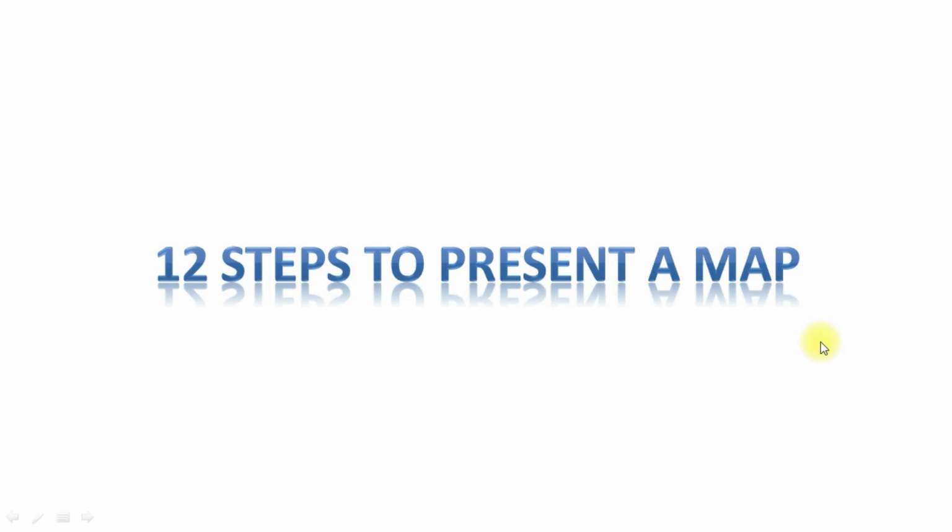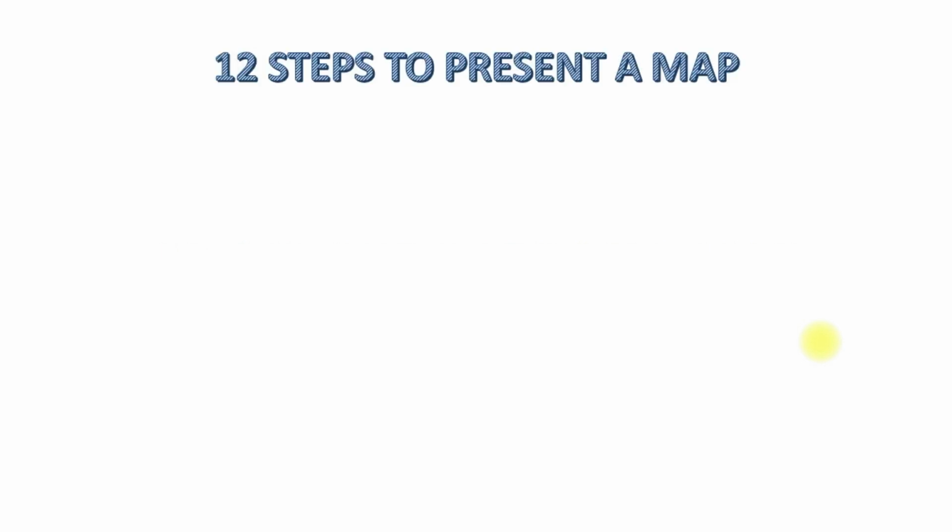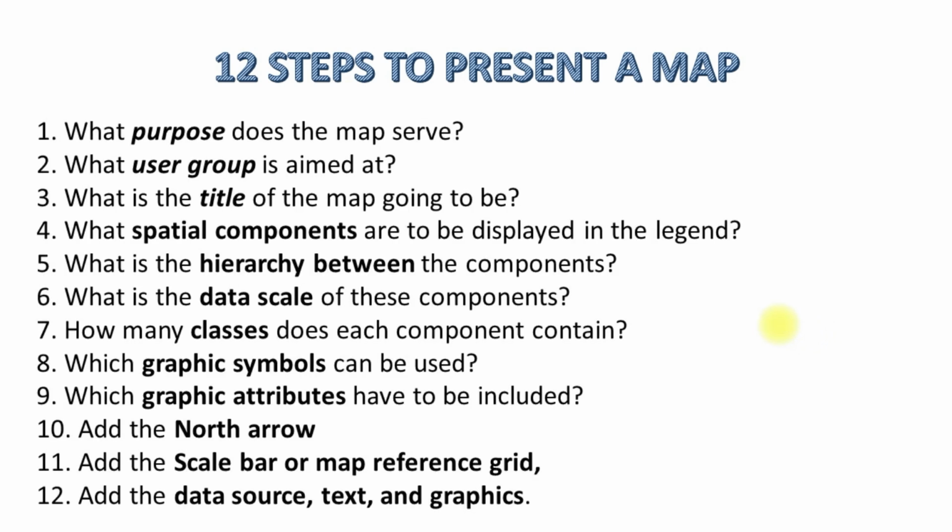So, the next topic is the 12 steps to present a map. You should remember these 12 steps in order to make a more effective map, and in order to order your tasks while making a map. So the first step is: what purpose does the map serve? For instance, for what purposes are you making this map? For instance, ecological purposes, scientific purposes, economic purposes, just educational purposes, etc. You should define it for yourself.